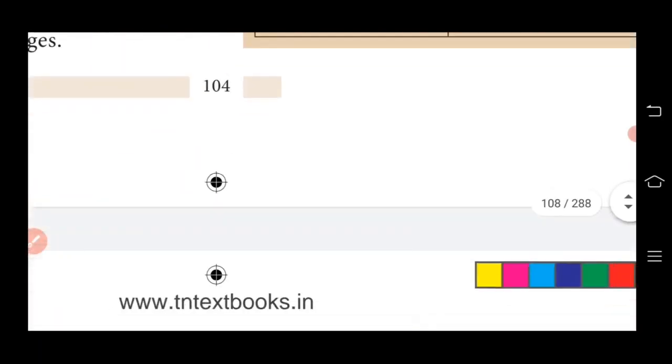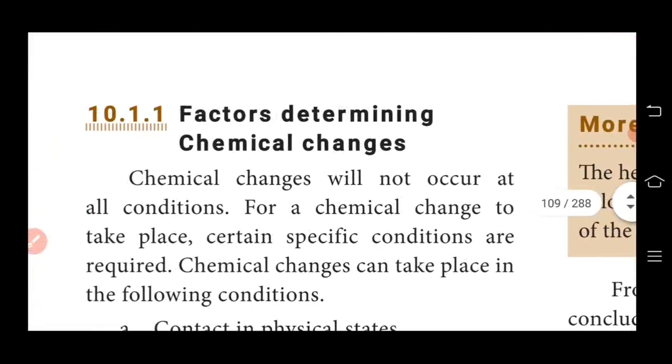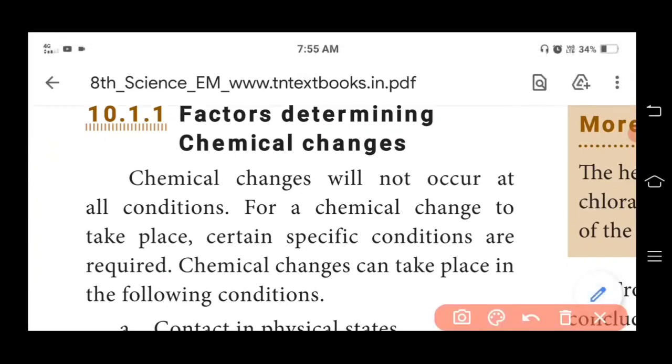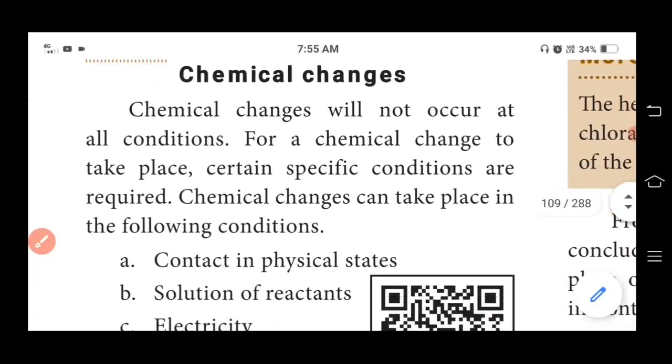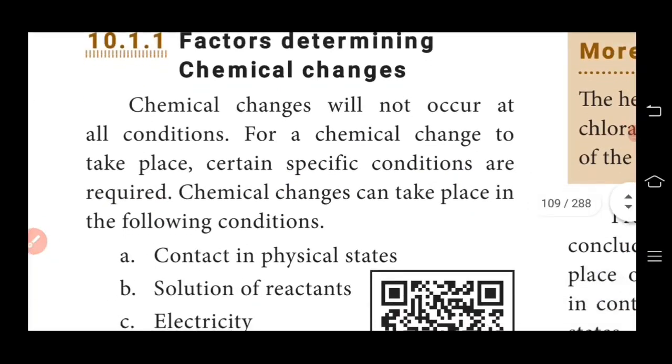And then the next topic is factors determining chemical changes. Chemical changes will not occur in all conditions. Very important, one-mark question: chemical changes will not occur in all conditions. For a chemical change to take place, certain specific conditions are required. Then only will we be able to get new products. So chemical changes take place in the following conditions only.